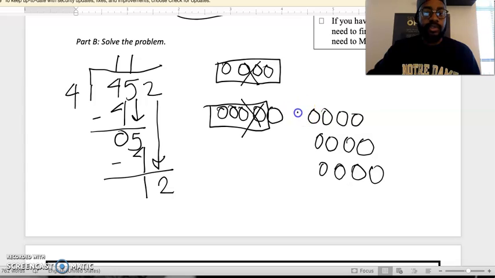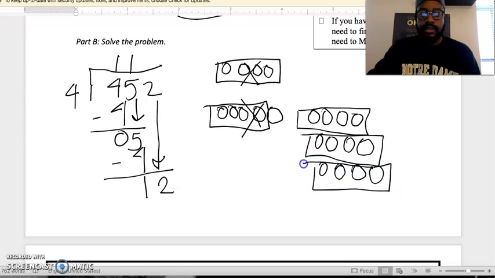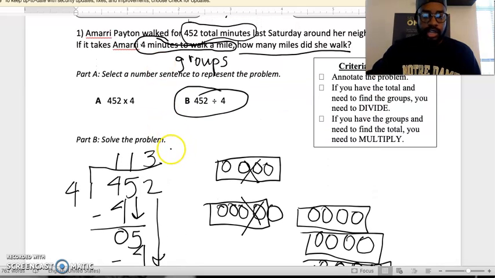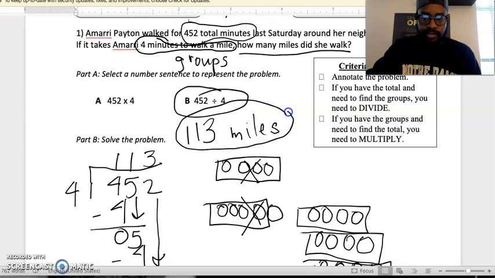Put those 12 circles into groups of 4 because that's my divisor. That is 1, 2, 3 whole groups. 3 times 4 is 12. Subtract, no remainders. So Amari Payton walked 113 miles. And that is my answer.